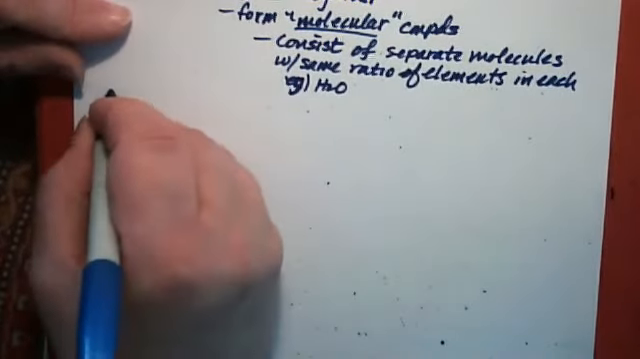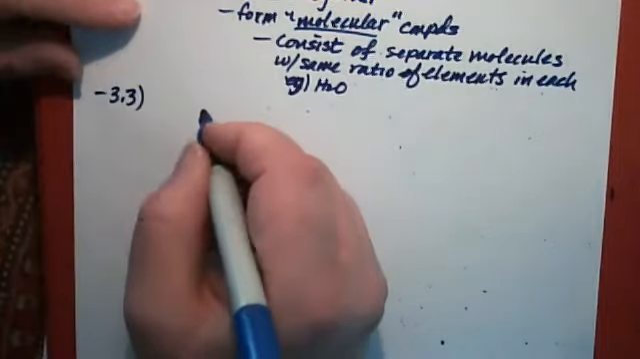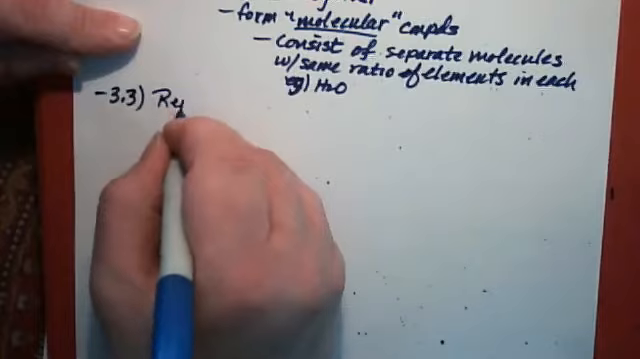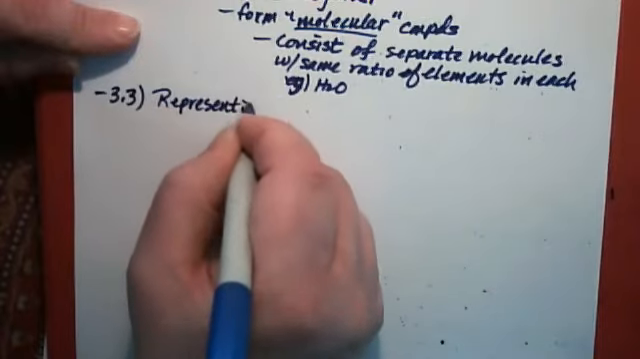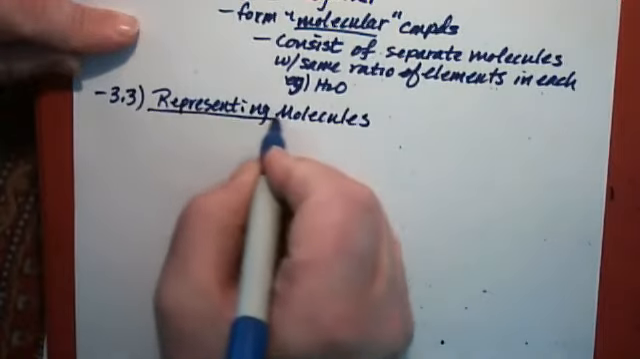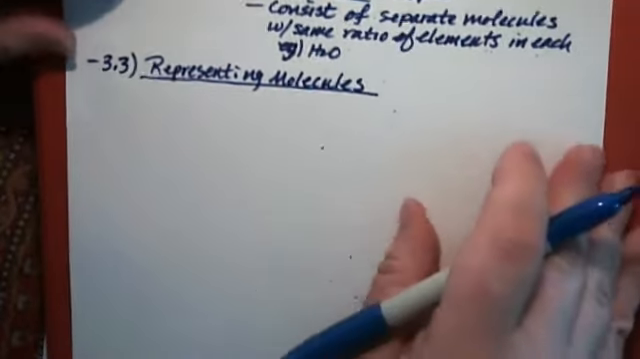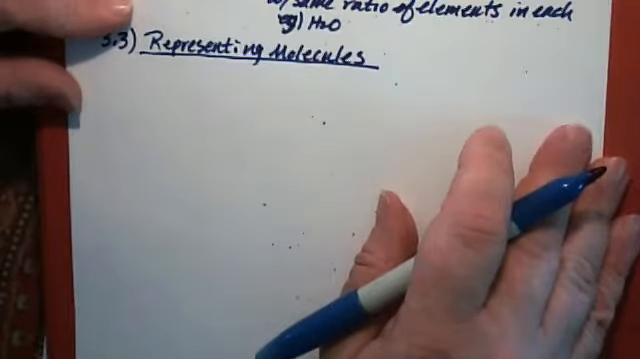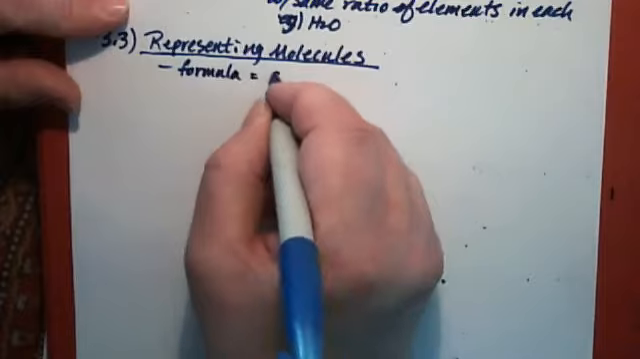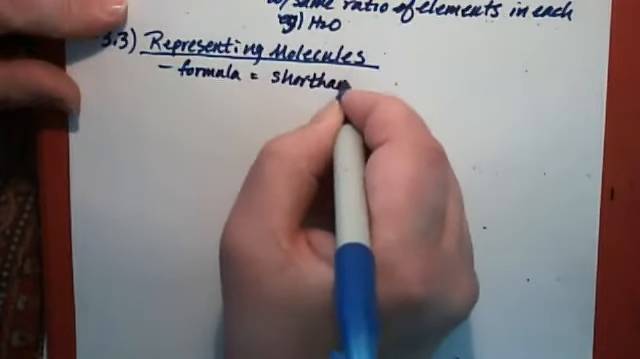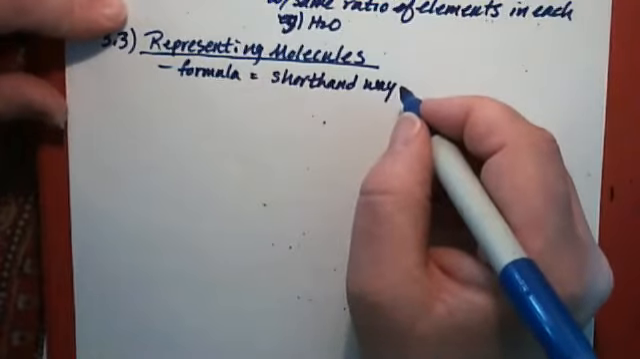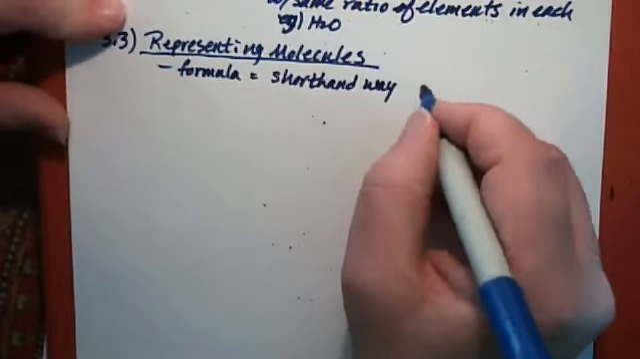Okay, so 3.3 is about representing compounds, chemical formulas, and molecular models. So ways of conveying what the makeup of a molecule is. And what the chemical formula is: just a shorthand way to convey what elements are present and in what ratios in each unit of the compound.